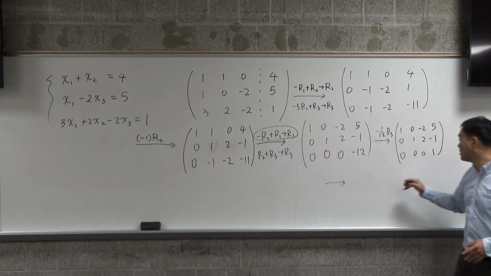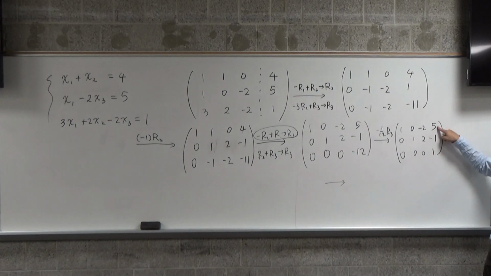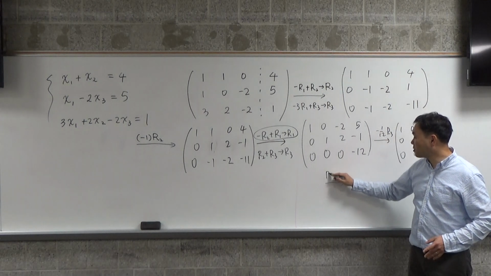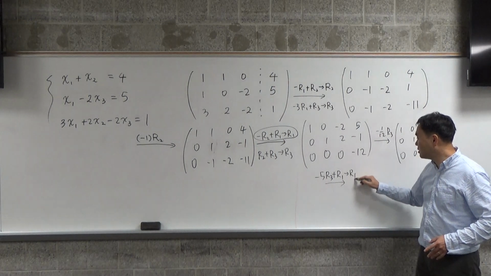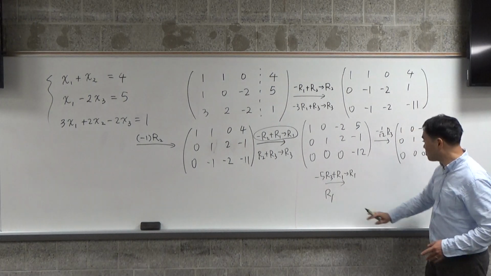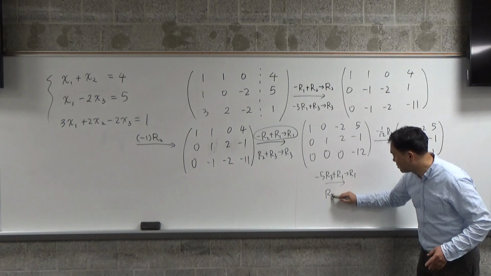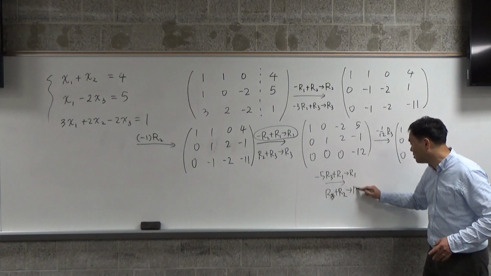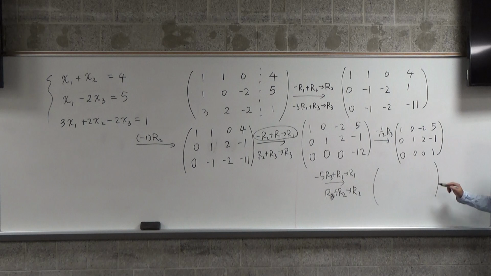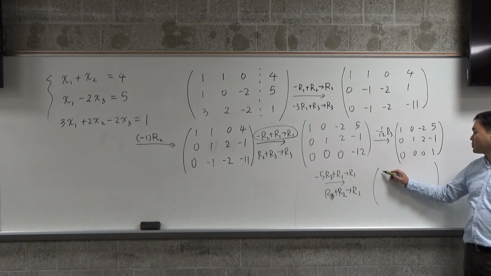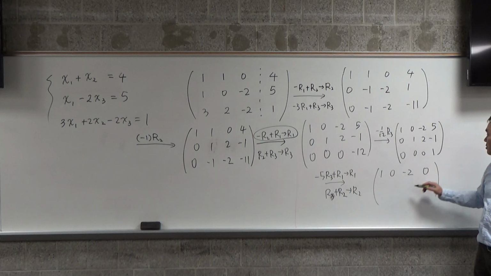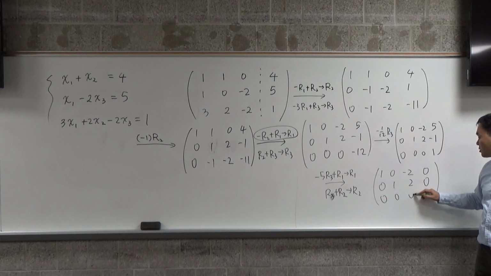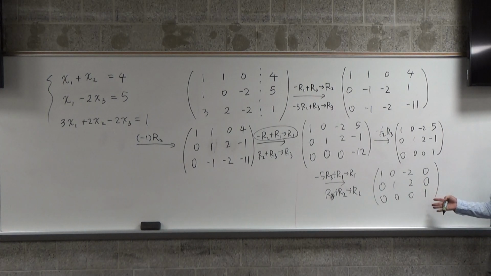And then finally, this could be added to here, subtracted here, so R3, negative 5 could be added to R1, or R3 could simply be added to R2, replacing R2, and the result is that you get 1, 0, negative 2, this will be 0, 0, 1, 2, this will be 0, and you get 0, 0, 0, 1. So that will be your row reduced echelon form.